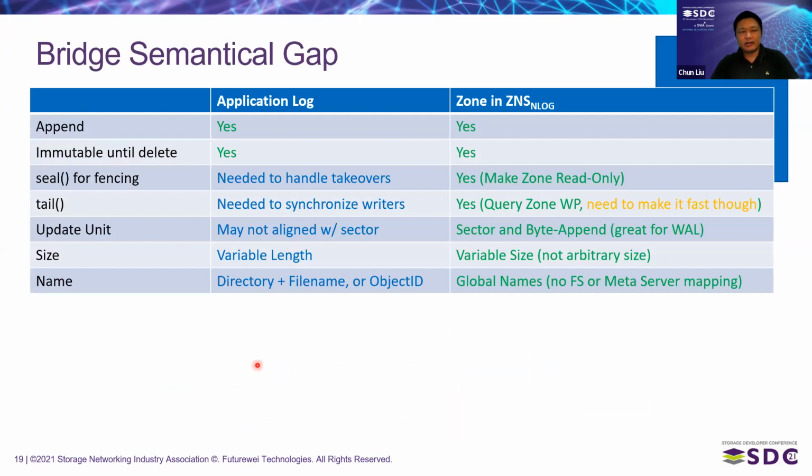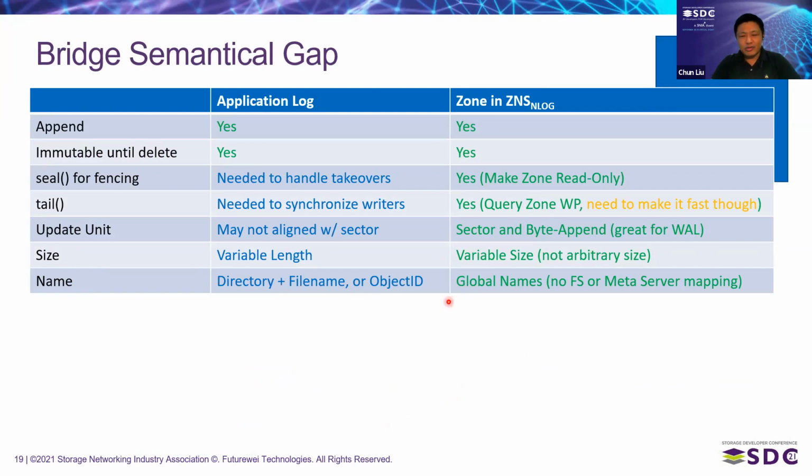Let's rewind to check if ZNSNLOG can support application log better. Yes, we can support both sector level append as well as byte level append. Great for write ahead log. Yes, we can have multiple size zones, greatly reducing internal fragmentation and balancing write throughput.